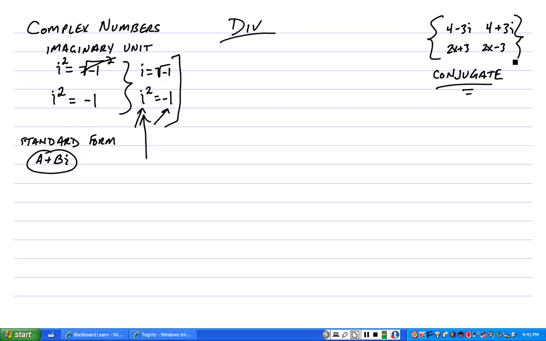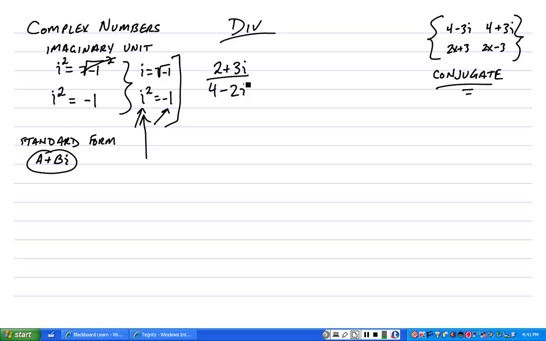Now, the thing you need to understand is when you're doing division, you can't have a complex number in the denominator, alright? Or we want to get rid of a complex number being in the denominator. So, just like we don't like square roots in the denominator of a problem, we don't like i's in the denominator of a problem. So let's say if we had a problem like 2 plus 3i over 4 minus 2i.